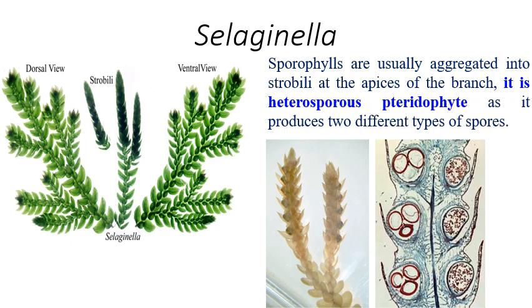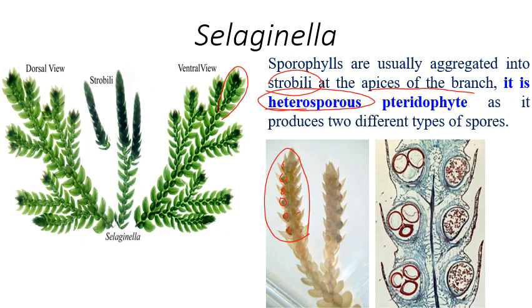Here you can see the sporophylls are usually aggregated into strobili. Here you can see the strobilus, synonymously called a cone, and this is present at the apices of every individual branch. It is heterosporous. Here you can see what heterosporous means. Hetero means different and sporous means spores: different kinds of spores produced by a single plant, and hence it is called heterosporous.